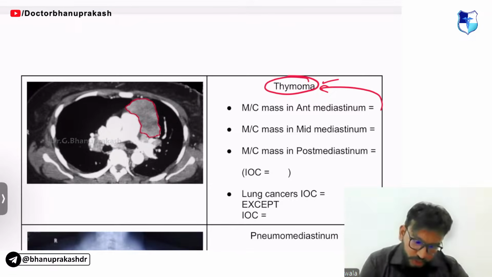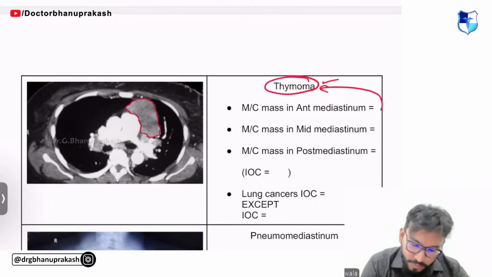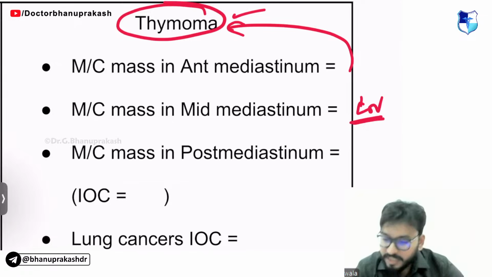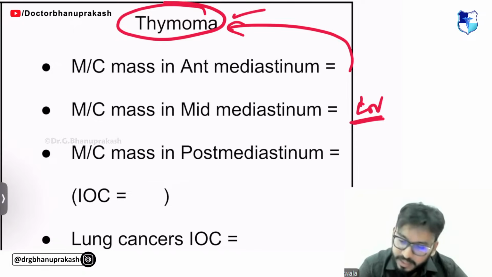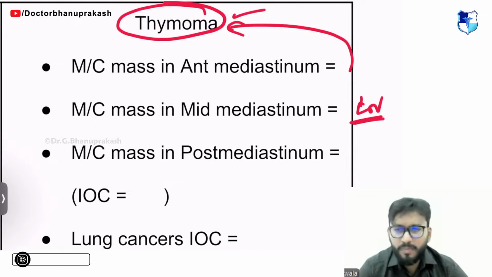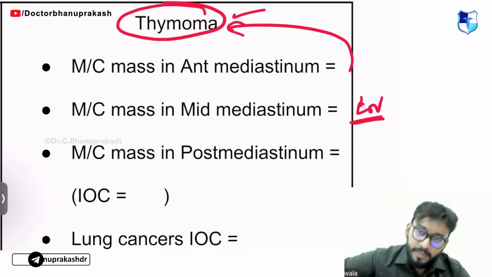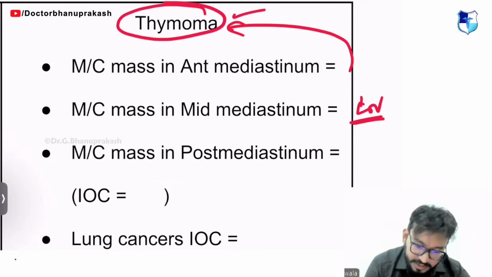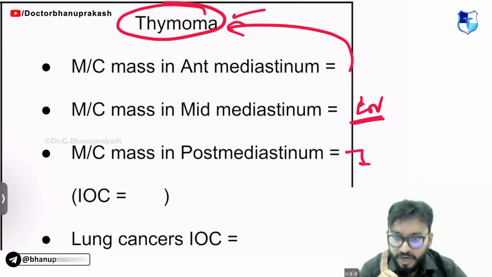So, the most common mass in the anterior mediastinum is thymoma. Most common mass in the middle mediastinum? It is usually a lymph node in adults. In a child, if they ask, you can say the answer is a foregut duplication cyst or a bronchogenic cyst. Usually not asked, but for information, a middle mediastinum mass in adults is usually a lymph node. Posterior mediastinum, I've already told you if you were listening: neurogenic tumors are the most common mass in the posterior mediastinum.